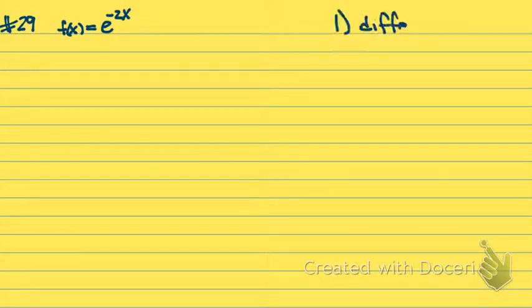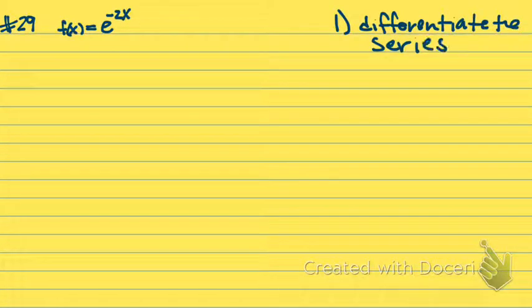Okay, so what do they want us to do? They want us to take this f of x, e to the minus 2x, differentiate the series, and then identify the new series. So first, what is this?